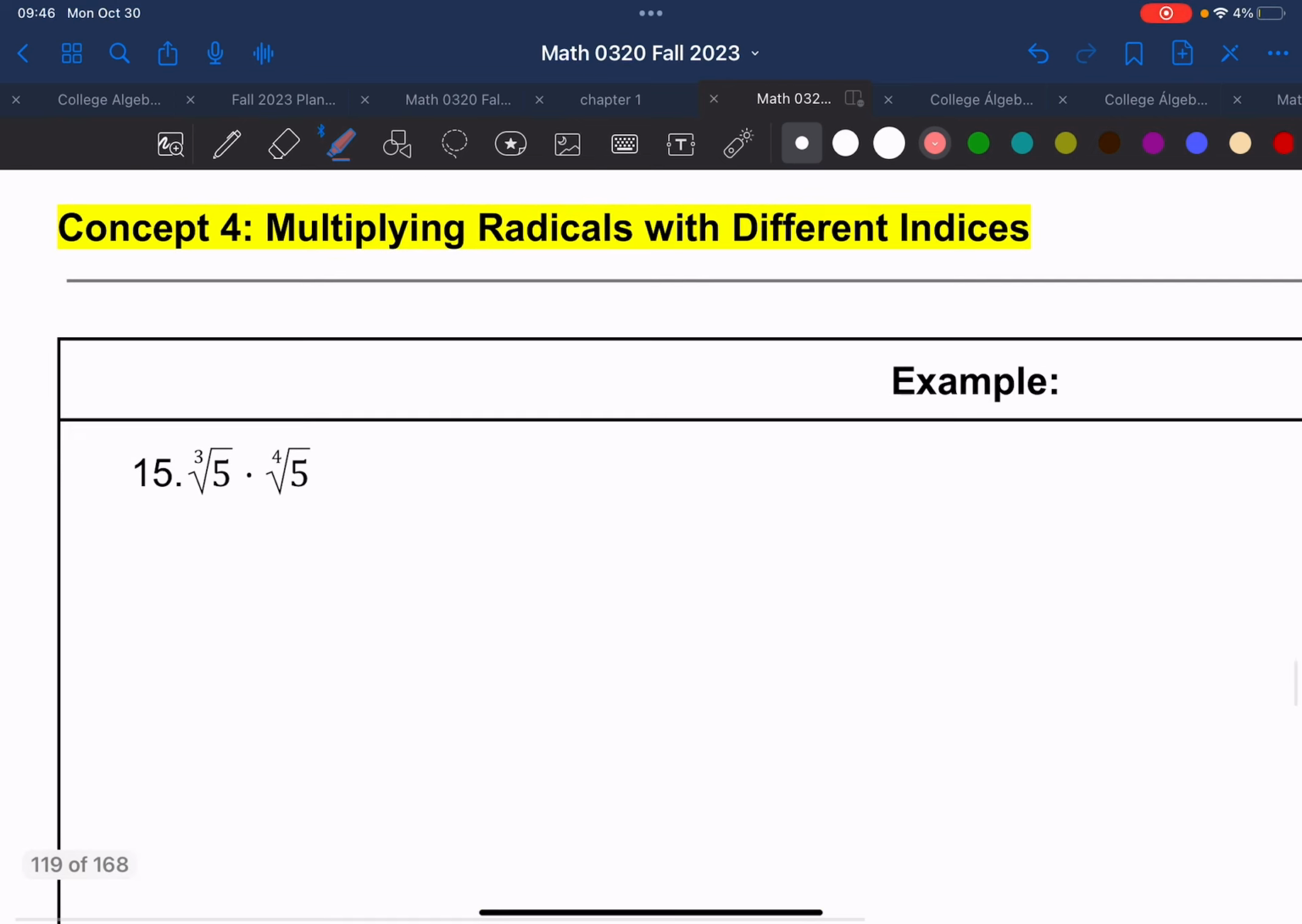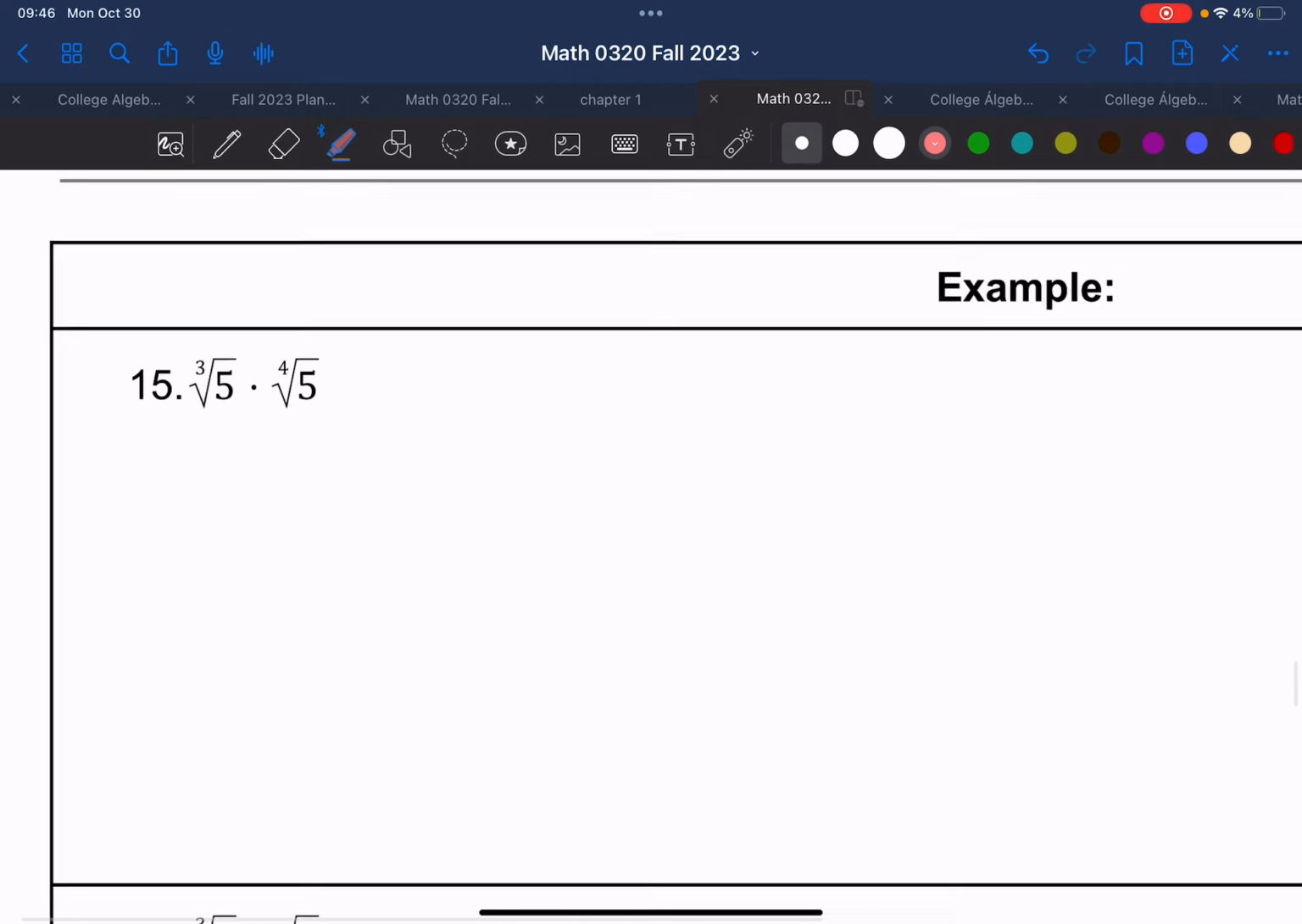Last concept here is multiplying radicals with different indexes. Okay, so before we said we could multiply the radicals together if the indexes were the same. In this case, we can't. We can't multiply them together if the indexes are different. So what we're going to have to do is turn these roots into exponents, like we did on a previous notes.